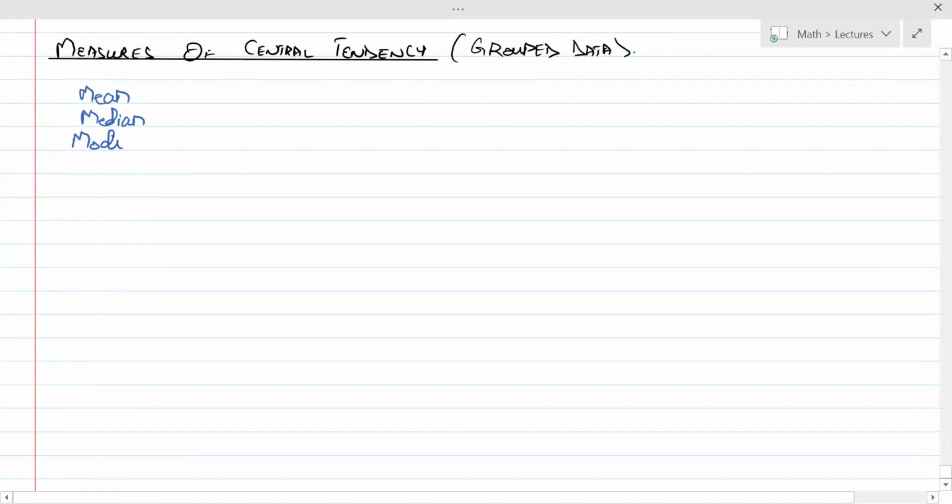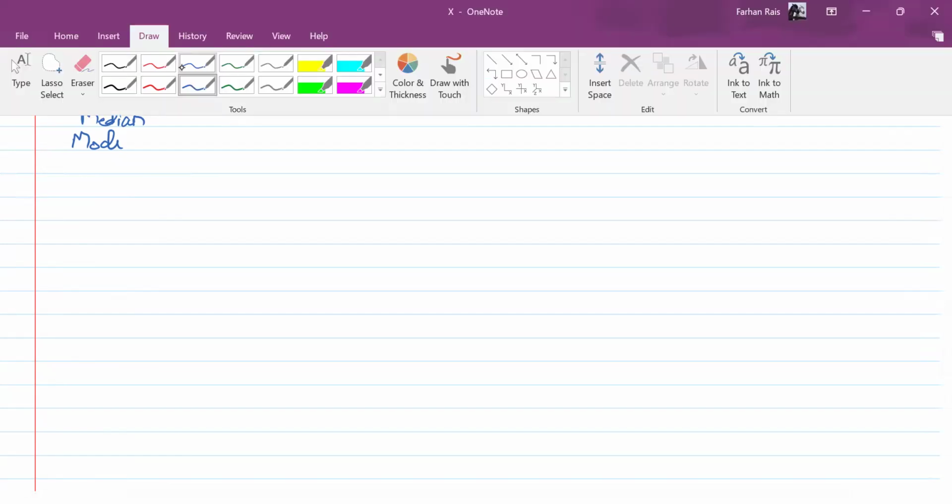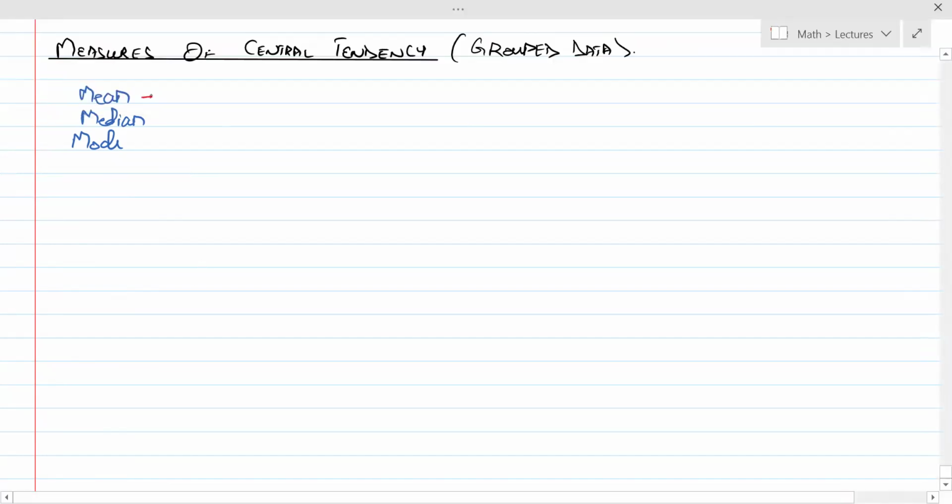Now, unlike the case of ungrouped data, things are slightly different here. Here, for finding mean, we won't be finding the exact mean, we would be finding the estimated mean. Why estimated mean? That I'll tell you in a while. We would be finding the estimated mean.